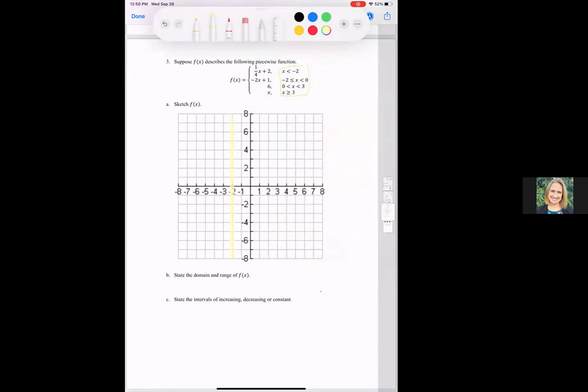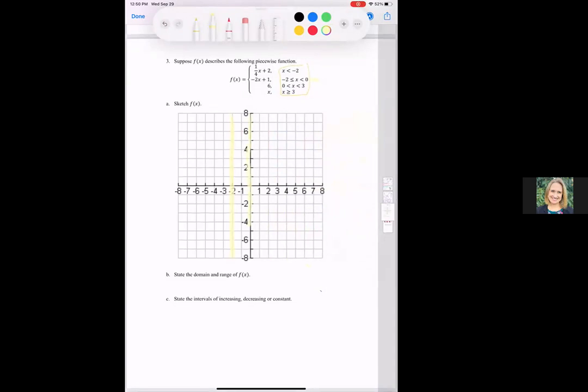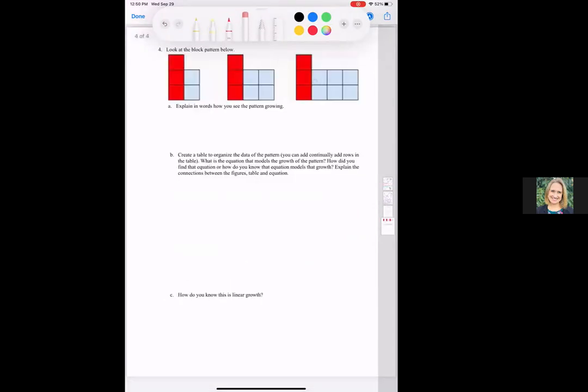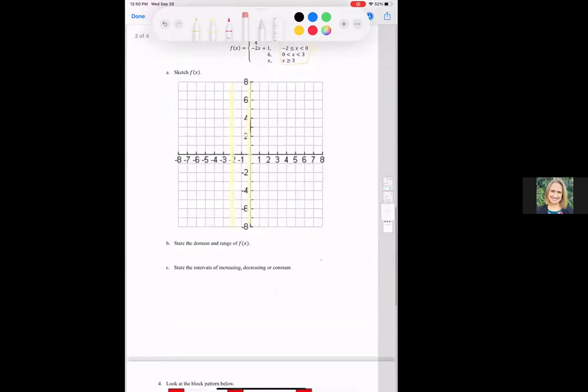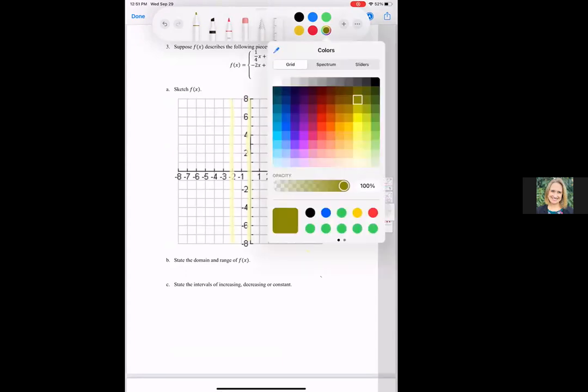And then I look here from -2 to 0. So that means I'm going to have another piece of the function there. And then I'm going to have another piece from 0 to 3. So I'm going to draw another wall here at x equals 3. And then lastly, I can talk about the last part.